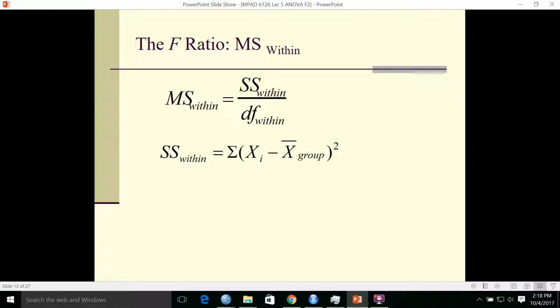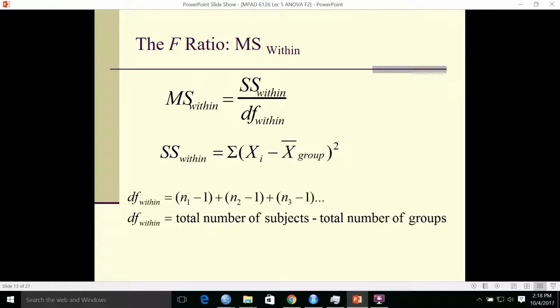At the bottom, the denominator in the F-test, or the F-ratio, is the mean squares within. The mean squares within is equal to the sum of squares within divided by the degrees of freedom within. Again, think of this as testing the variability within each group.